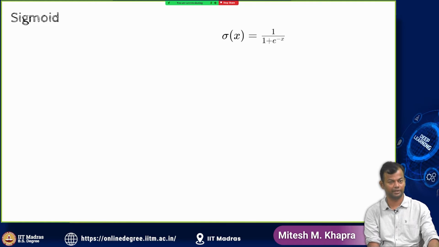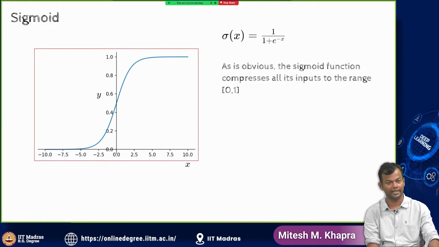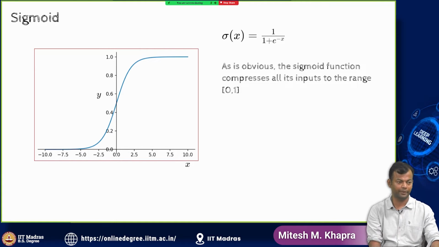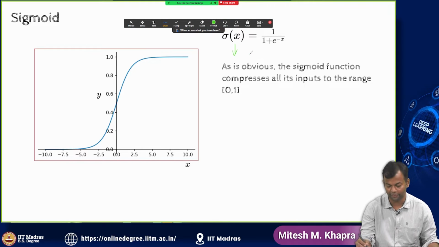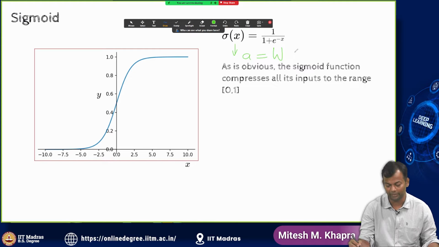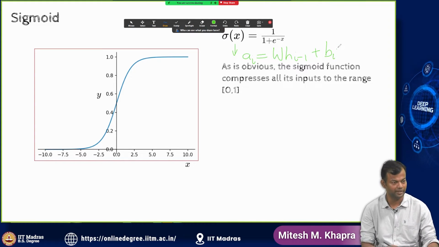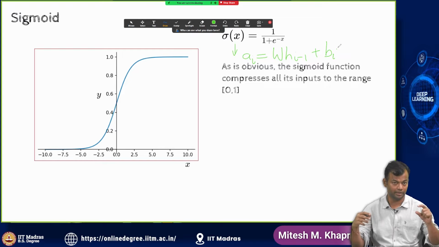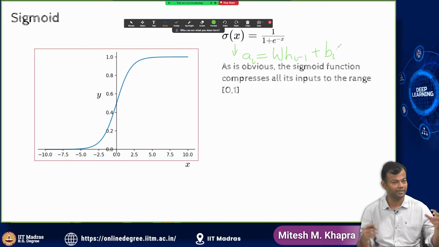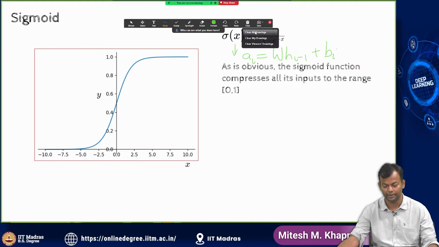Sigmoid is given by this: sigma of x is equal to 1 over 1 plus e raised to minus x, and this is what it looks like. It is between 0 and 1. The input that we pass to the sigmoid function is some a, which in turn is some linear transformation of the previous layer. Whatever is the input, the sigmoid applies element-wise on this vector a, and it just squeezes or compresses it between 0 and 1. We already have seen this in the past.